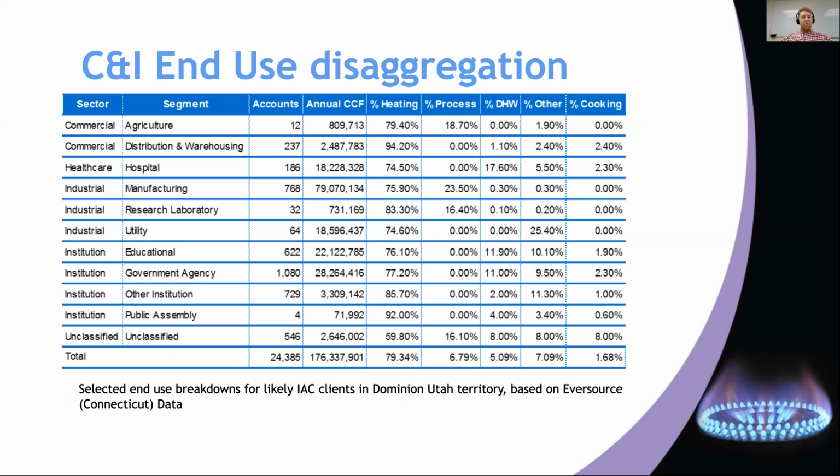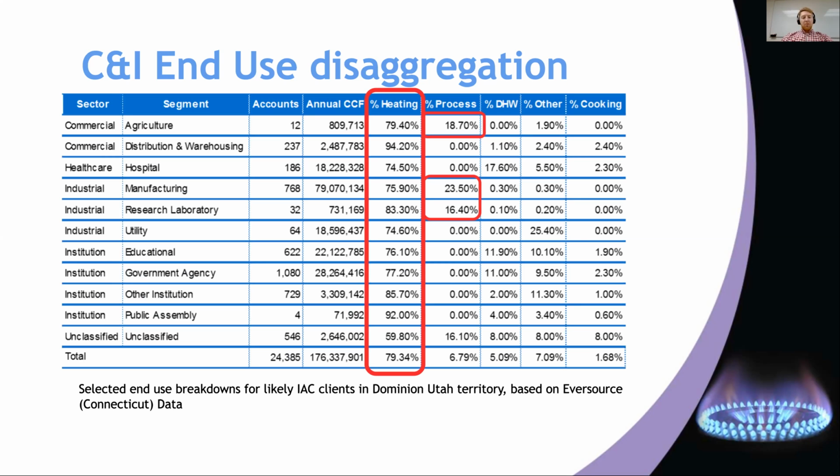Well, this is from a document that Nexant did for a natural gas utility in Connecticut, Eversource. You can see that for all of these segments, heating, the comfort heating of the facility or the building, is one of the primary uses, even in a manufacturing or industrial type of facility. Now, I also want to point out that process heating does consume a significant portion of the natural gas load in manufacturing and in research laboratories.